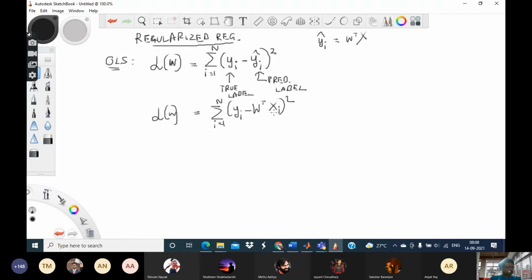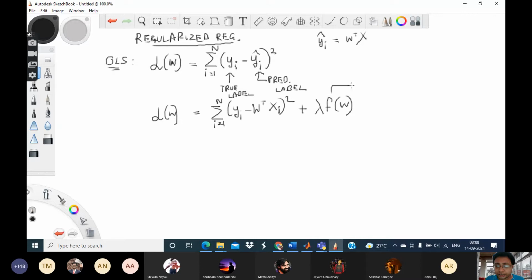Right, now we said that if we choose a W which minimizes this loss function, then of course we will be able to minimize the errors which we are making on these labels. But if there is some special structure which I want on W, then there is no way that OLS regression guarantees that to me. So what do I do? I add another function which I call the regularization function in the following way.